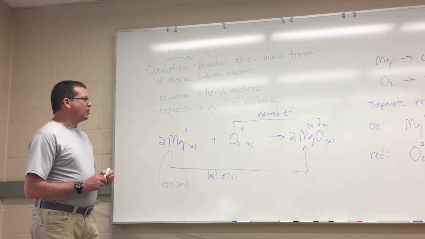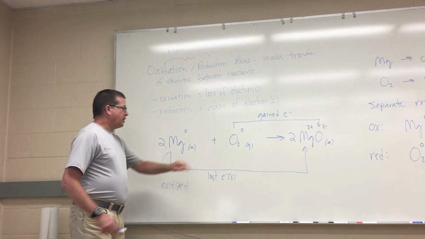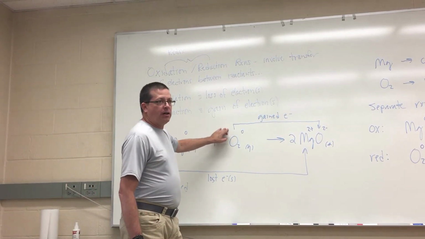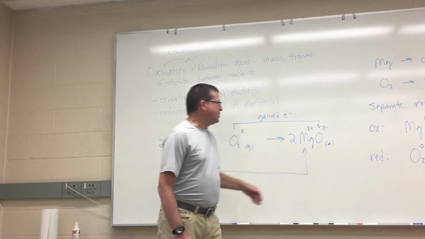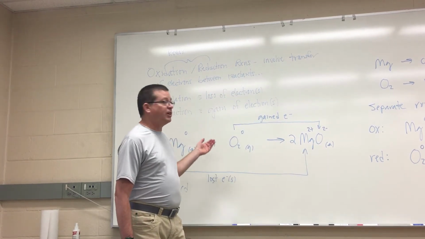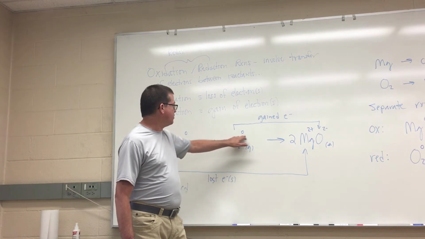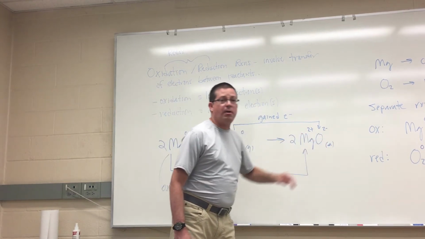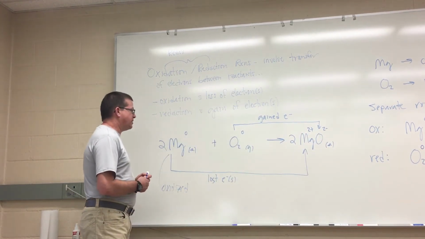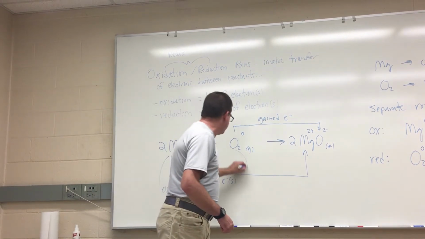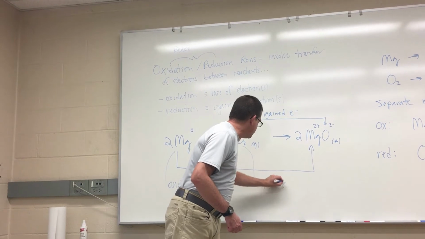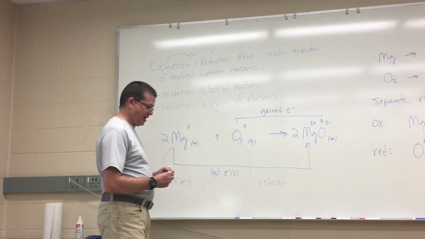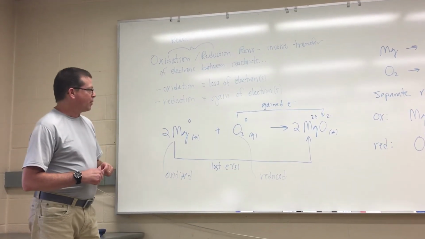Now, let's take a look at the oxygen here. Again, oxygen started out as neutral, and it went to the oxide ion. So we see here that the oxygen actually gained electrons as it moved from 0 to a 2- charge. Since the oxygen gained electrons, we say that the oxygen got reduced, right? Because reduction is the gain of electrons here. All right?